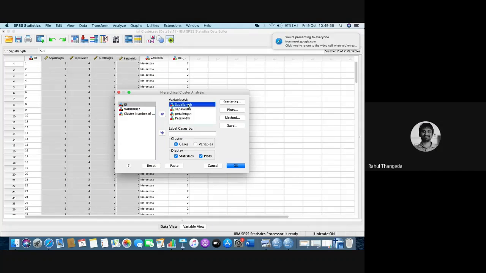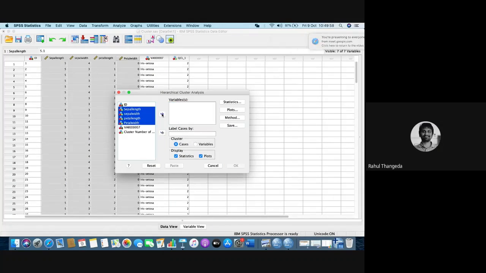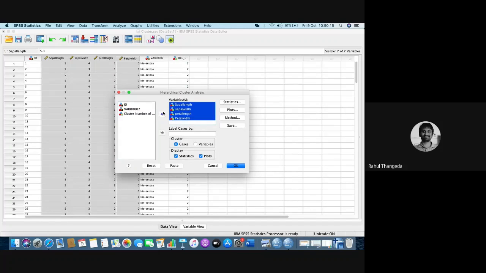When you open it, I just ran this to make sure it doesn't happen like regression yesterday. What you'll have to do is take the sepal length, sepal width, petal length and petal width, because based on these 4 features I want to segregate my flowers. You select them and then push them into the variables box. Did you all do this?